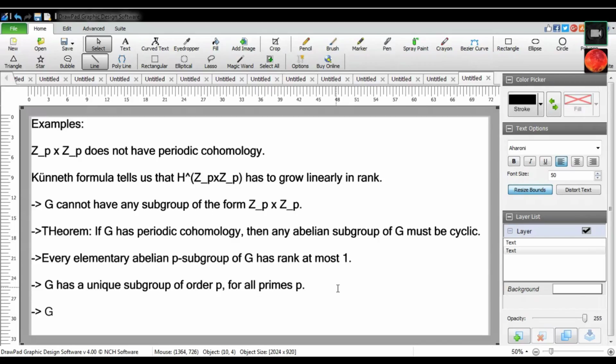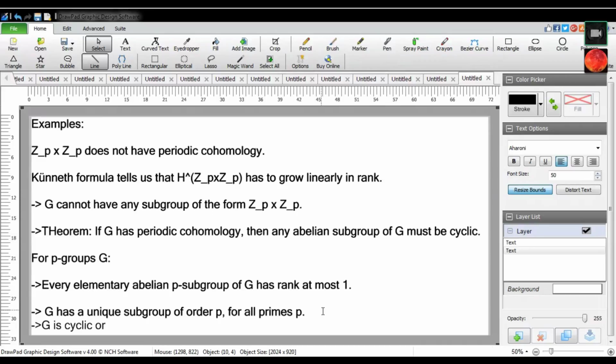The two things we had here are just for P groups. If we have a P group and it has a unique subgroup of order P for all primes P, what can we follow? We follow that P is cyclic or generalized quaternion. This is just a generalized quaternion group. This is a theorem of group theory, and it has nothing to do with topology, but in a minute we will need this at the end.